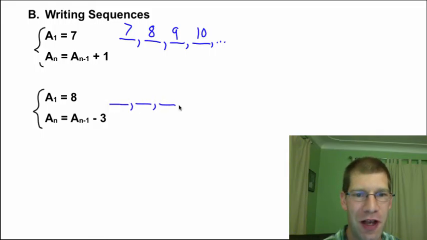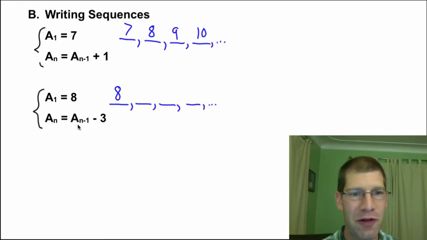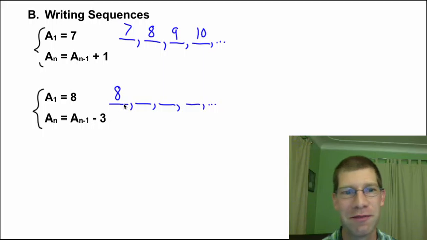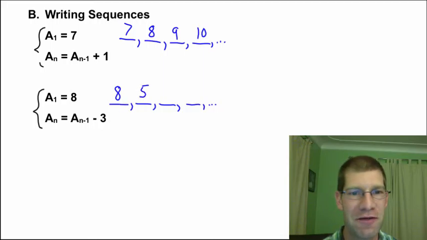So the last one here then, well, first term is 8. Make sure you just copy down that first number. To get a number, you take the one before, you subtract 3. So 8, take off 3 is 5, take off 3 is 2, take off 3 is negative 1.